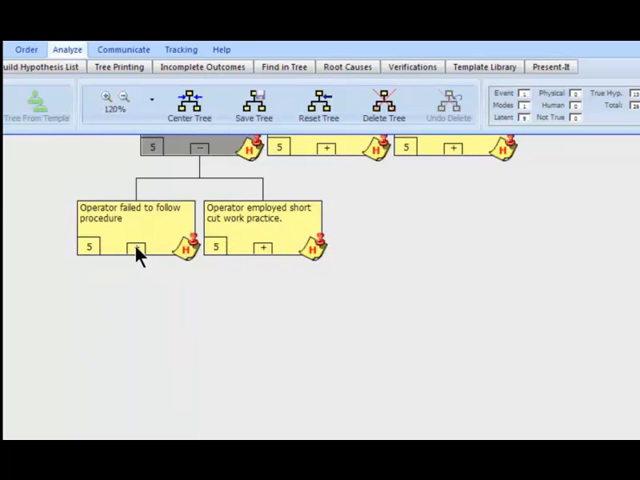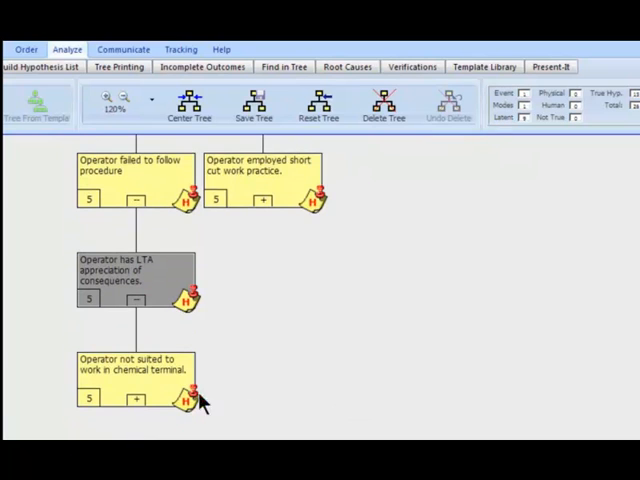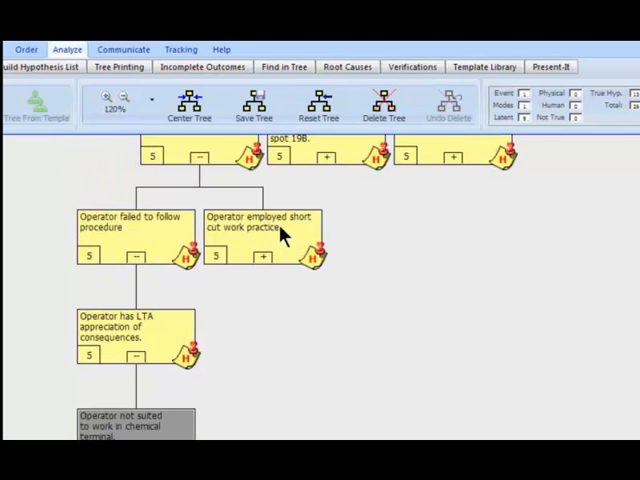Well, why would the operator fail to follow the procedure? The operator has less than adequate appreciation of the consequences, and the operator was not suited to work in a chemical terminal. Well, how did we have someone working in a chemical terminal who was not suited to work in a chemical terminal? We had less than adequate new hire evaluation processes. The operator employed shortcut work practices.